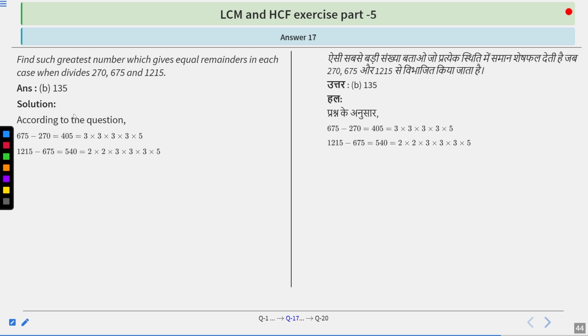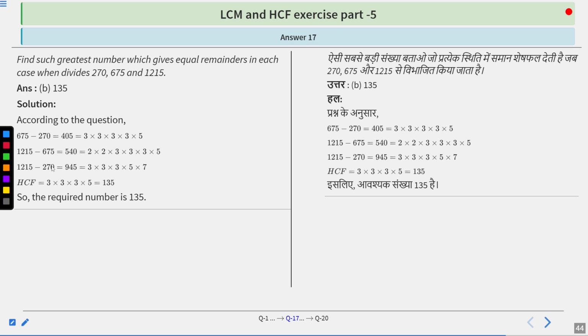Now, according to the question, the greatest number which gives equal remainders when divides 270, 675 and 1215. Difference of 270 and 675 is 405. Difference of 1215 and 675 is 540. And difference of 1215 and 270 is 945. That means the HCF of 405, 540 and 945 should be our answer.